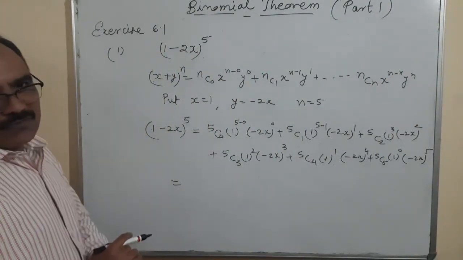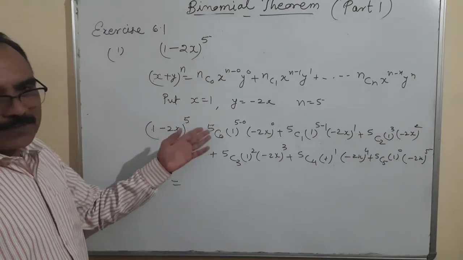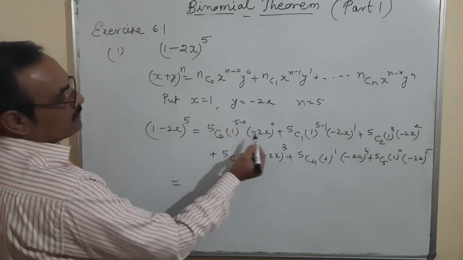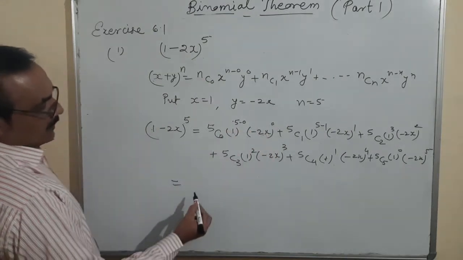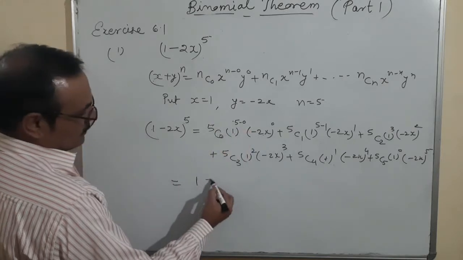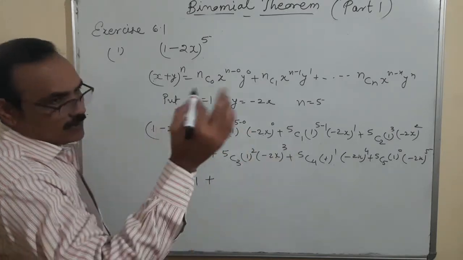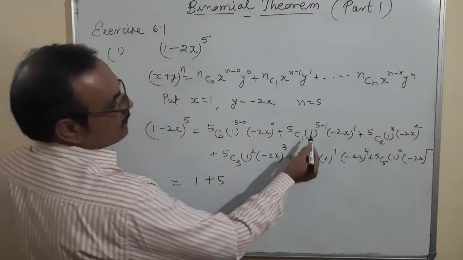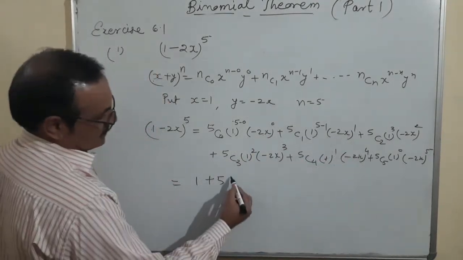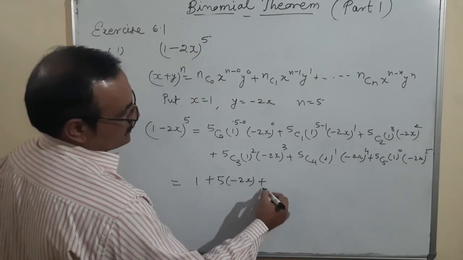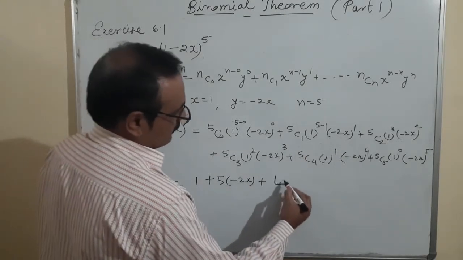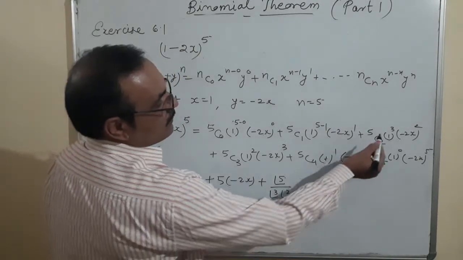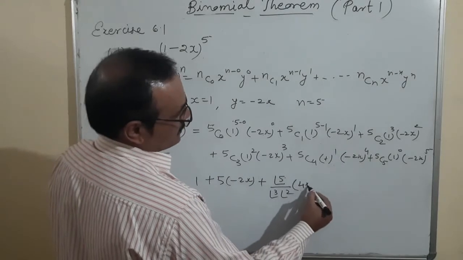You should remember some values like 5C0 is equal to 1, 5C5 is equal to 1. So 5C0 is 1, 1 to the power 5 is 1, minus 2x to the power 0, so definitely the value is 1. Plus 5C1, factorial 5 upon factorial 4, value 5, times 1 minus 2x. Plus 5C2, factorial 5 upon factorial 5 minus 2, factorial 3, and factorial 2. Minus 2x squared, so it is 4x square.